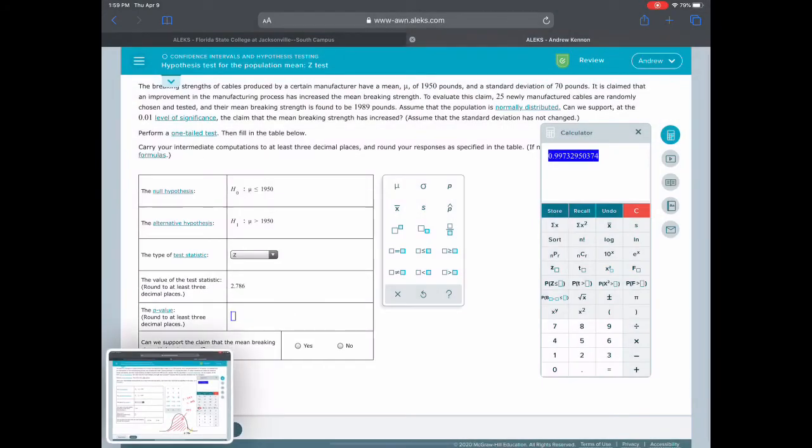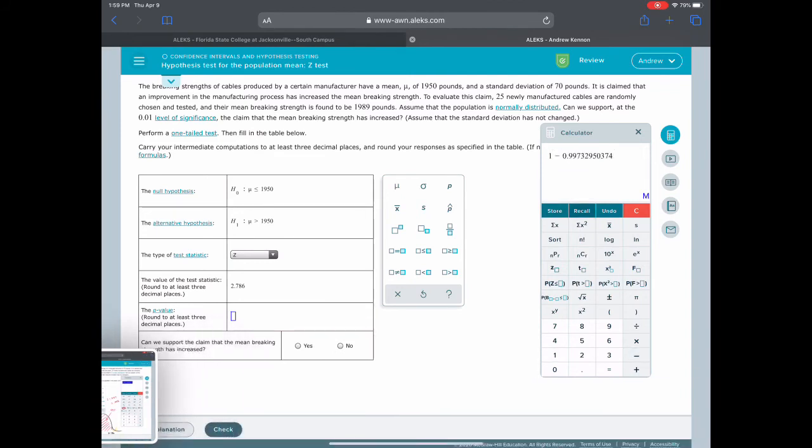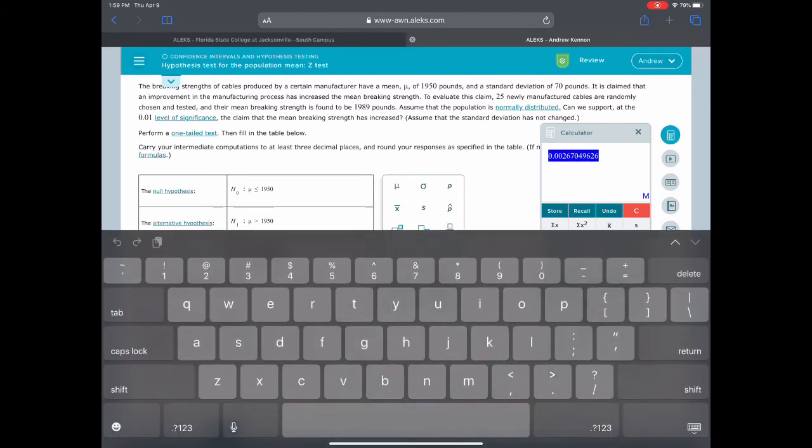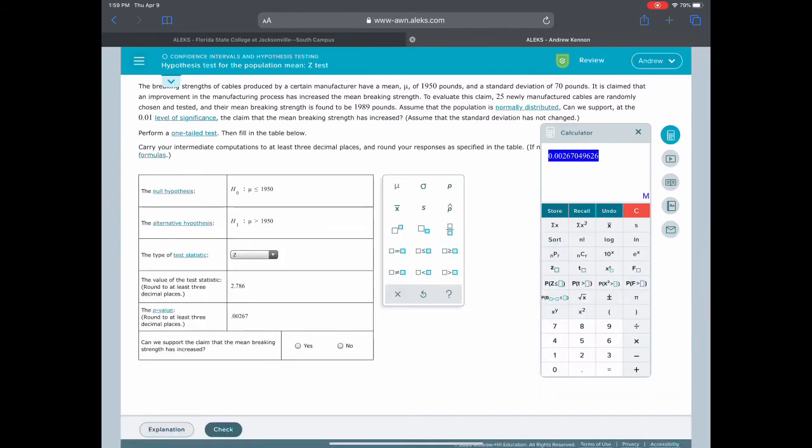So we can come back over here, store that, and do 1 minus the stored number. We hit recall, and we should get our p-value right there, which is 0.00267. I put some extra decimals in there because it's small.